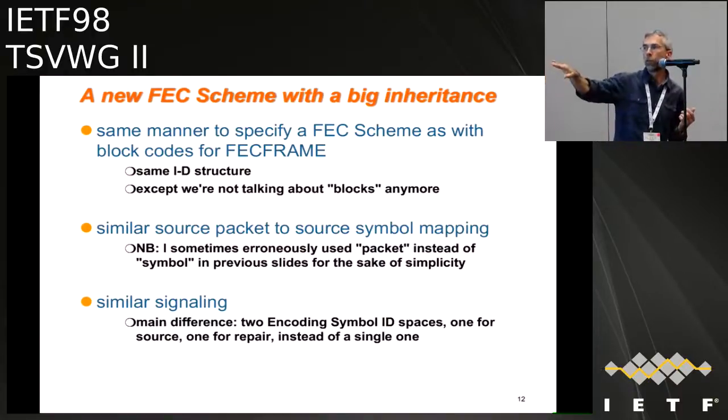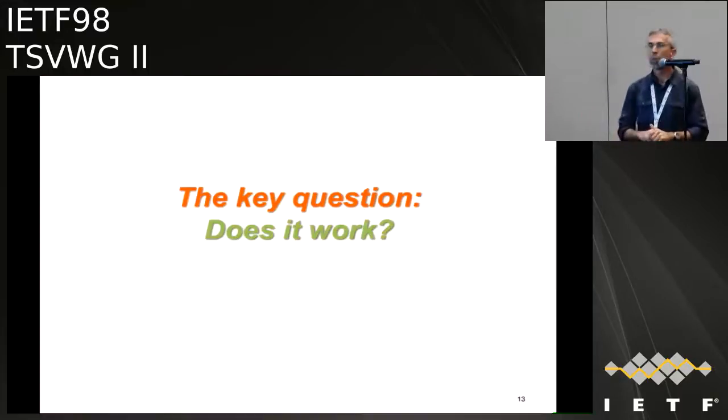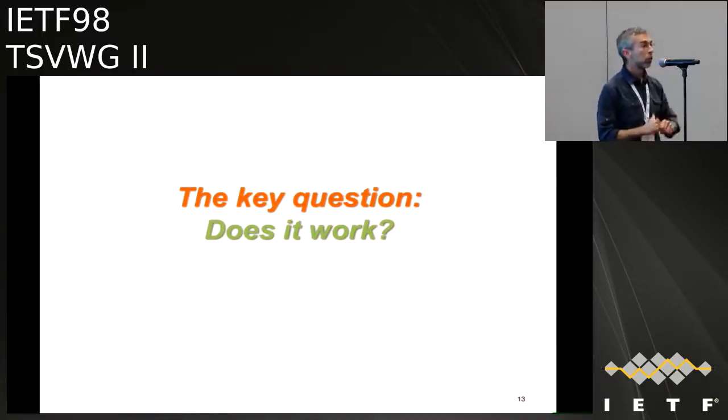There is a big difference, however, in terms of encoding symbol spaces. In block codes, we have a single space for identifying source packets, the beginning of this space, and repair packets at the end of the space. Here, we need to have two different ID spaces, one for source packets, one for repair packets. But once again, it's explained in the internet draft. This is maybe a big change, but it's quite easy to understand and follow. Next. So now the key question, I think, is, does it work?